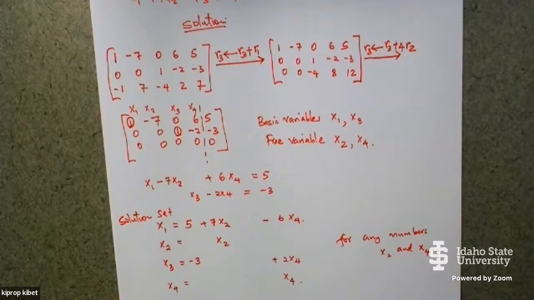So we take these values of x1 to the other side. Now for any x2 and for any x4, you can now put x2 to be 1 and x4 to also be 1. So in this case, we have infinitely many values of x2 and x4. Any question?